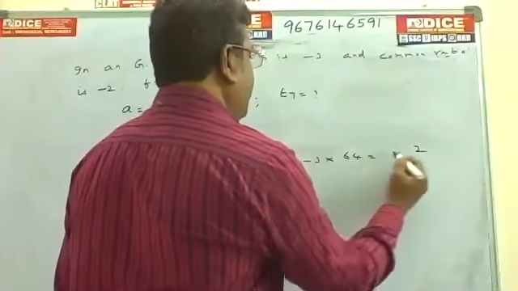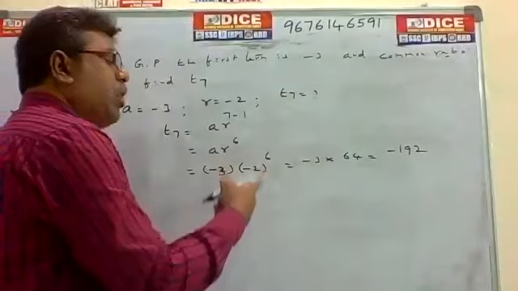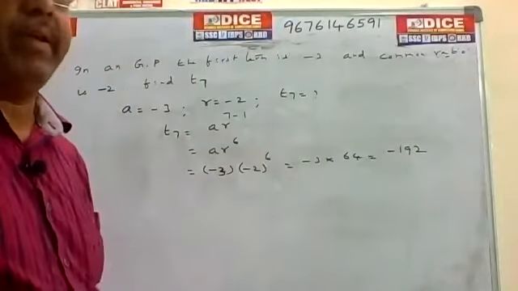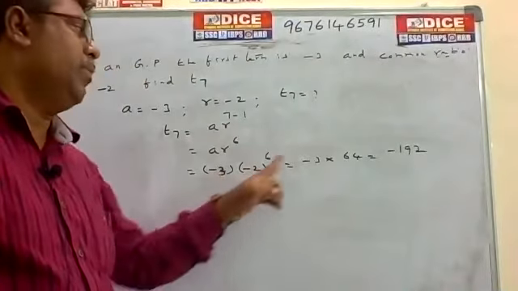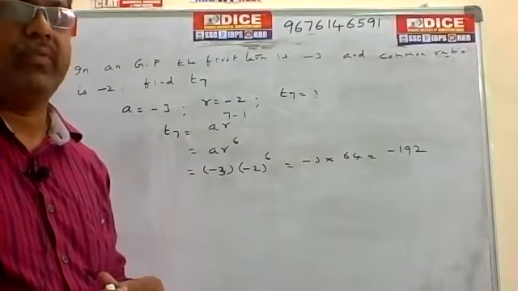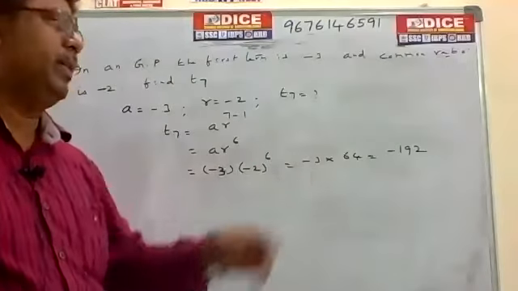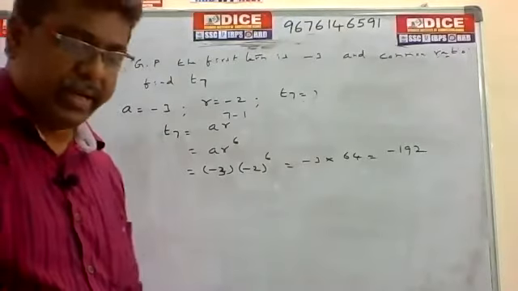The value becomes positive here, positive because the power is even. But here minus is there. Therefore, minus 3 into 64. 2 to the power of 6 value is 64. Therefore, the answer is minus 192. Minus 192 is the right answer.